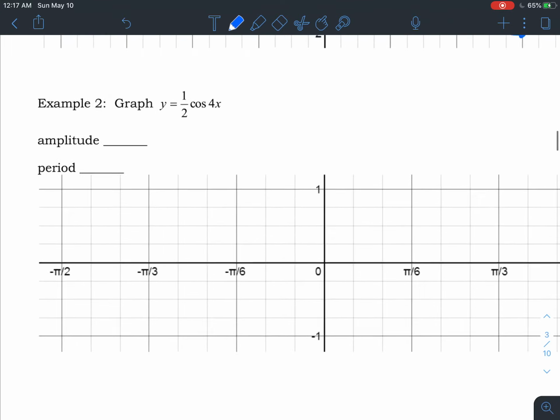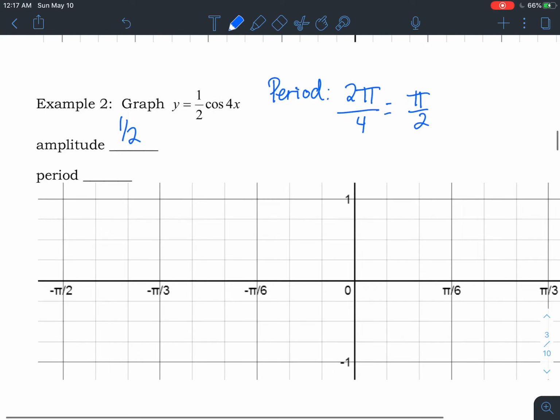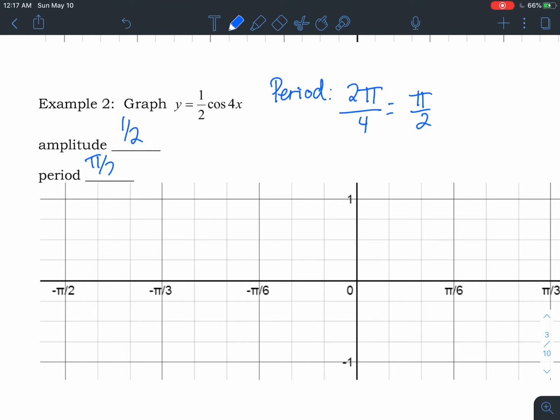Example 2 is now a cosine value. So now I'm going to be starting at positive 1 or wherever. In this case, I'm actually going to be starting not even up 1 because my A value now is a half. So my amplitude is a half. Just take it directly from there. My period is 2 pi divided by my B value, which is 4. So pi over 2 is my period.